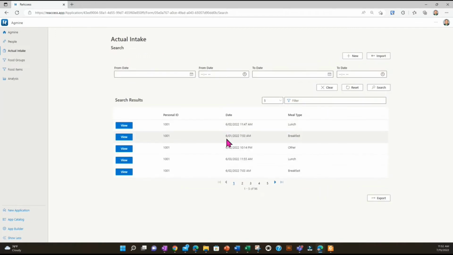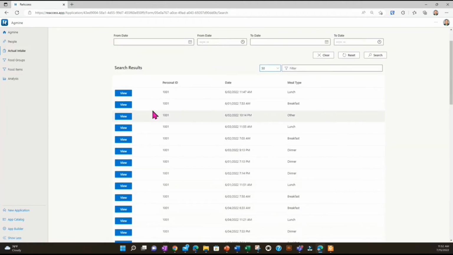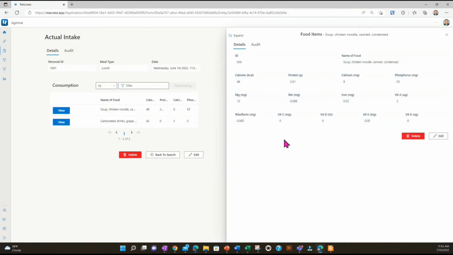So here we can go down to the individual records and database elements and view what the actual intake was for a person. Let's look at 1001. And here we have different meals on different days. So here on June 1st, we recorded lunch being chicken noodle soup, canned and condensed, with a carbonated drink, a grape soda. And so we can see that the soda provided almost as many calories as the chicken soup.